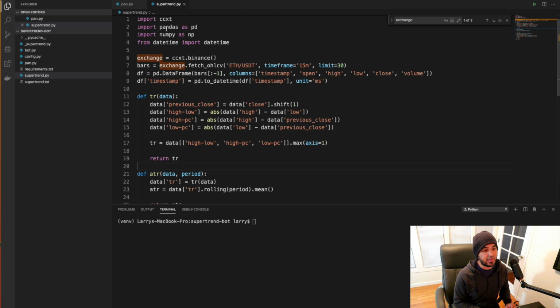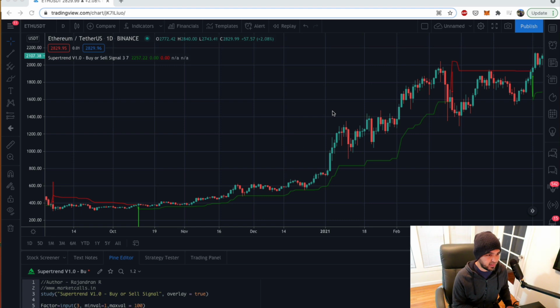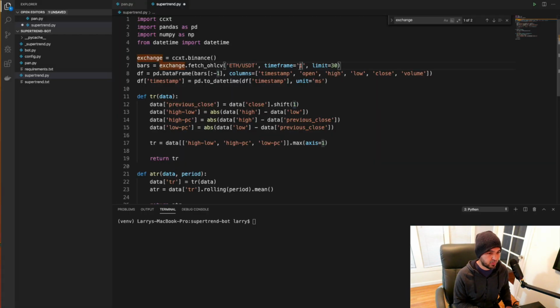If you remember, we imported CCXT and pandas, and we connected to Binance to get some price data. We pulled in open, high, low, close data for Ethereum USDT, and we did a short time frame. Let's go ahead and try to make it match what's on the chart here. I'm showing the daily time frame here, so instead of 15 minutes, I'll do the daily.